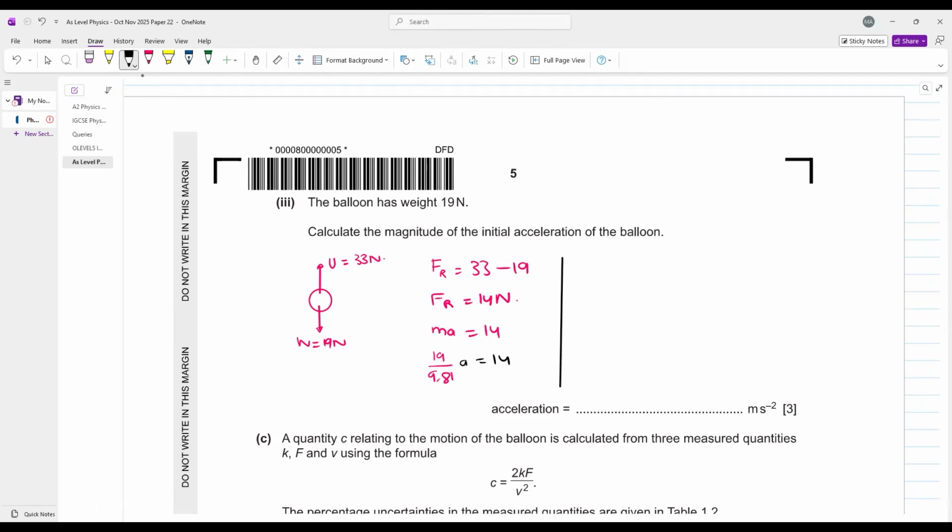Can you find the value of acceleration? Yes. Acceleration is equal to 14 into 9.81 divided by 19. What does your value of acceleration come out to be? 7.2 meters per second square. The value of acceleration comes out to be 7.2 meters per second square. Simple.